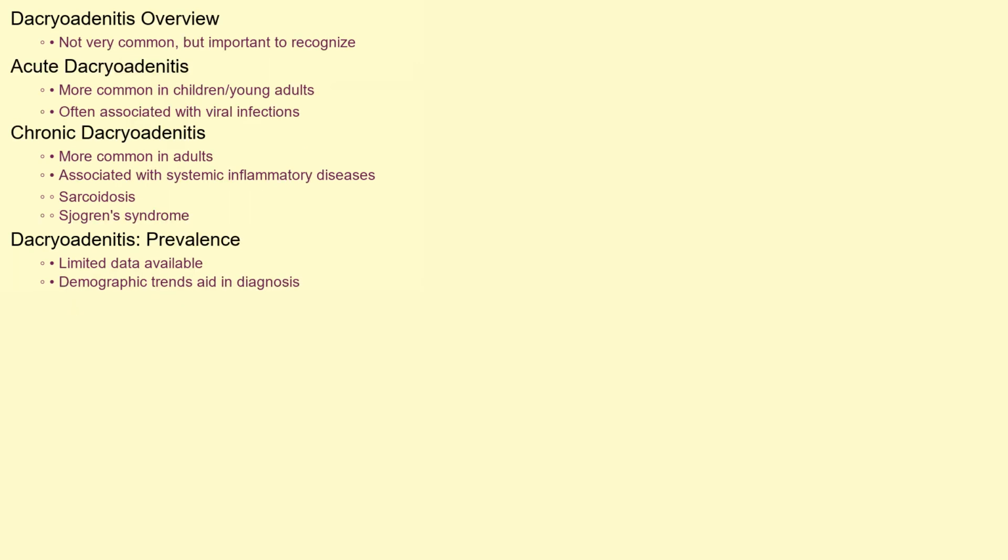Dacryoadenitis isn't extremely common, but it's important to be aware of. The acute form is more prevalent in children and young adults, often linked to viral infections. Chronic dacryoadenitis, on the other hand, is more frequently seen in adults, especially those with underlying systemic inflammatory diseases like sarcoidosis or Sjogren's syndrome. While prevalence data is limited, understanding these demographic trends helps in diagnosis.